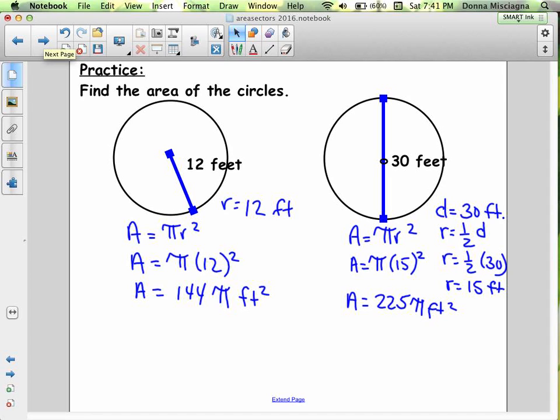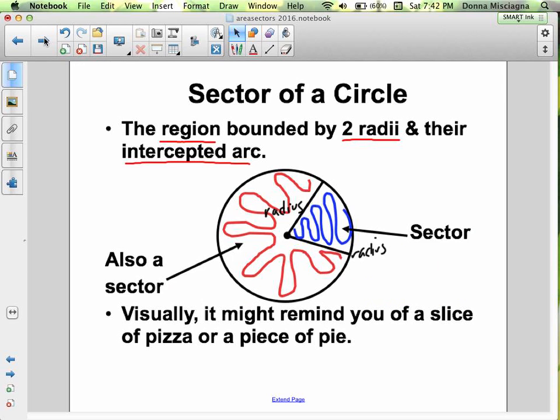But our goal is to find the area of a sector, because area of a circle is something you already know. So the sector of a circle, remember, is the region bound by two radii and their intercepted arc. Right, so we have two sectors here. Both of these are sectors. We have the smaller blue sector, and we have the larger red sector. Both of them are bound by a radius. There's the radius.